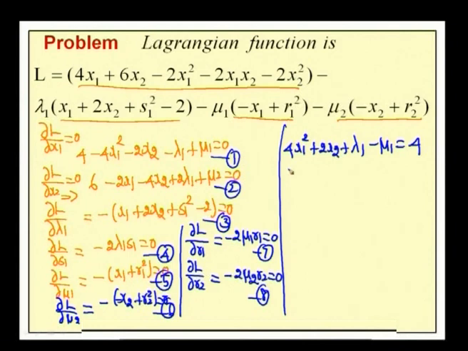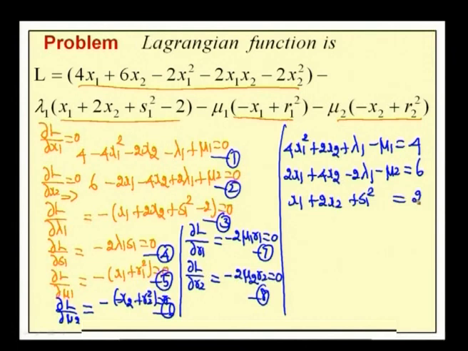From equation 2, we have 2x1 plus 4x2 minus 2 lambda 1 minus mu 2 equal to 6. From equation 3, we have x1 plus 2x2 plus s1 squared equal to 2. Now, from equation 4, we have lambda 1 s1 equal to 0. Now, we try to simplify equations 5, 6, 7 and 8.